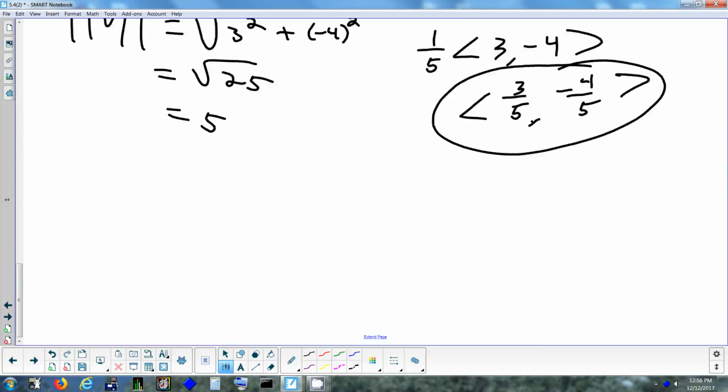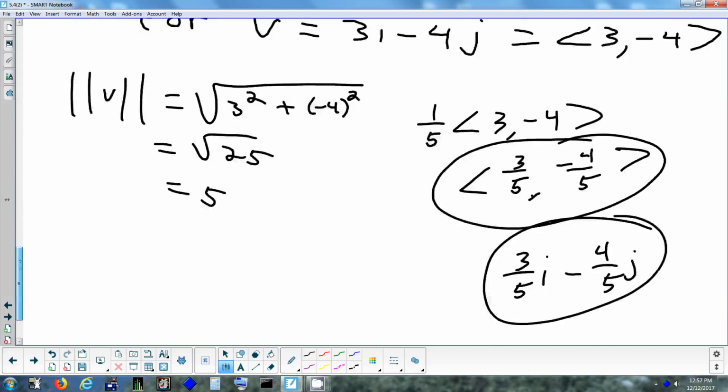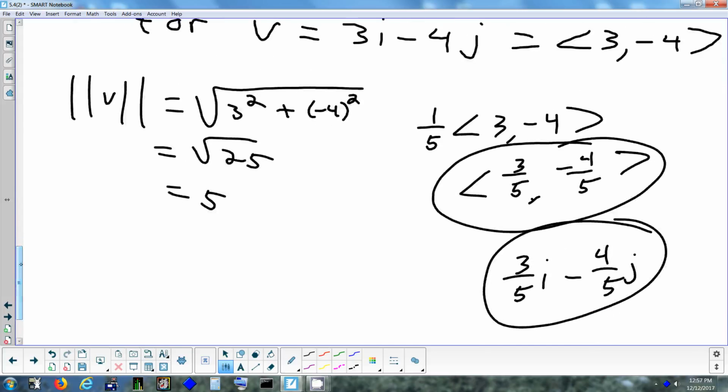Or if you wanted to write it with i and j, 3/5 i minus 4/5 j. So there's a vector, it points exactly the same way as the other one. All we've done is we shortened it, so it's exactly 1 unit long. Do you always scale it by the reciprocal of the length? That's how you can remember it.